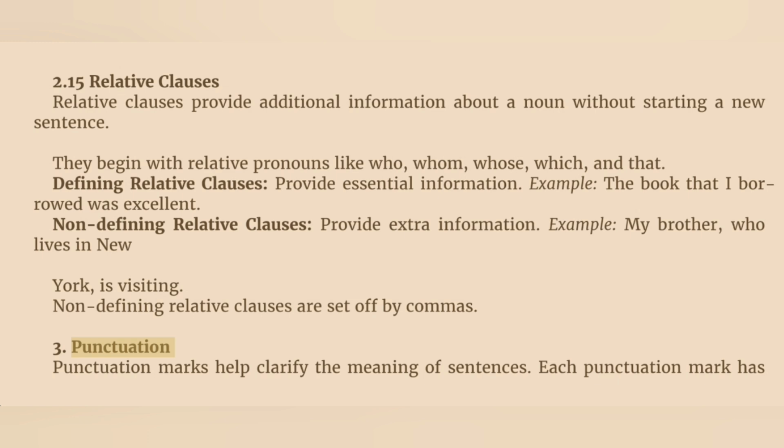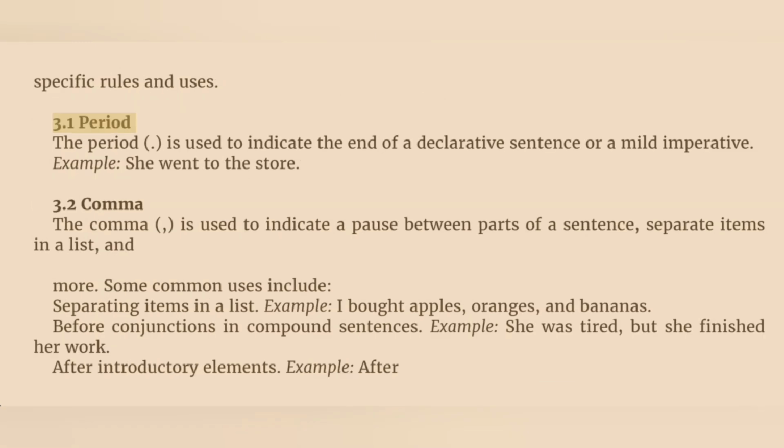3. Punctuation. Punctuation marks help clarify the meaning of sentences. Each punctuation mark has specific rules and uses. 3.1 Period. The period is used to indicate the end of a declarative sentence or a mild imperative. Example: She went to the store.